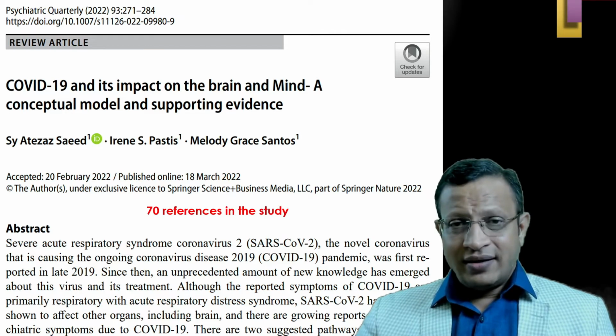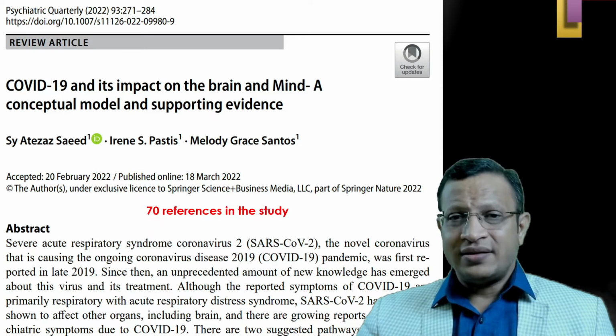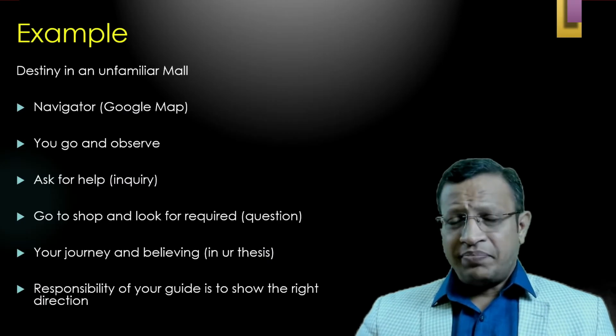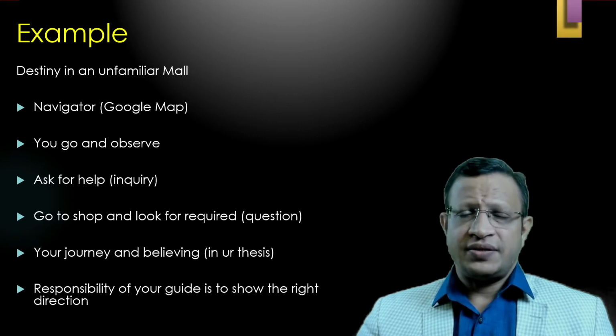In this study, there are 70 references. Check each reference, go through those studies. That means you have got a ready-made literature review and introduction. For example, how to focus your research questions.